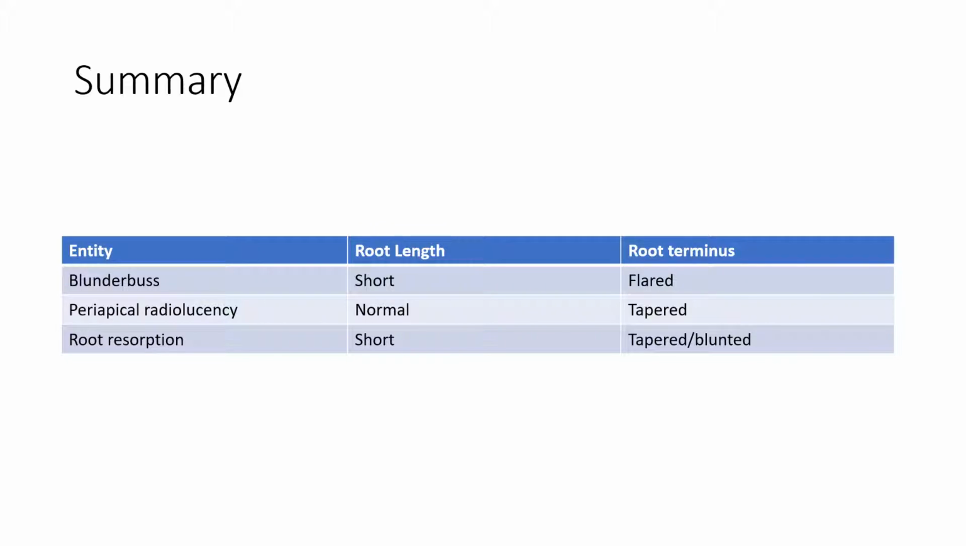Okay, quick summary. A blunderbuss apex will be short and the terminus will be flared. For a periapical radiolucency, the root length should be normal and the root terminus will be tapered. And for root resorption, you will also have a short root, but the terminus will not be flared, it'll be tapered or blunted. And again, remember that root resorption is not specific, so you could have a periapical radiolucency from an infection and it could cause some root resorption. So not everything fits neatly into one of these categories.